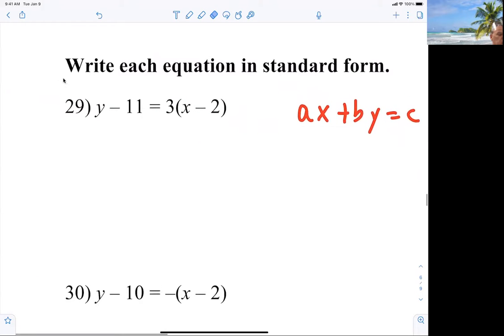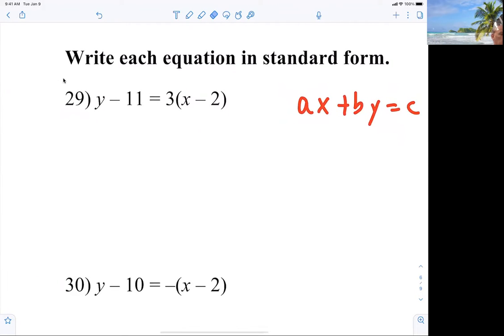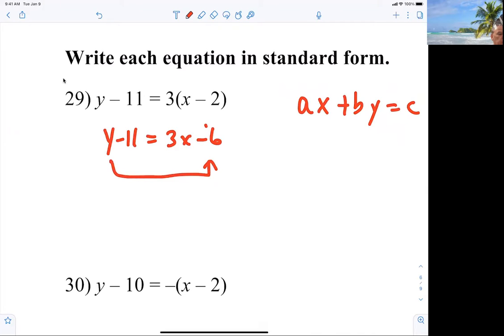All right, so writing 29 in standard form, it would just be y minus 11 equals 3x minus 6. Now remember, you want to keep the x variable positive. So I'm going to bring the y over here, and I'm going to move the 6 over here. Does everybody agree with that? So I'm going to write 3x minus y equals -5. Practicing your mental math here, guys. Everybody okay with that? Standard form.